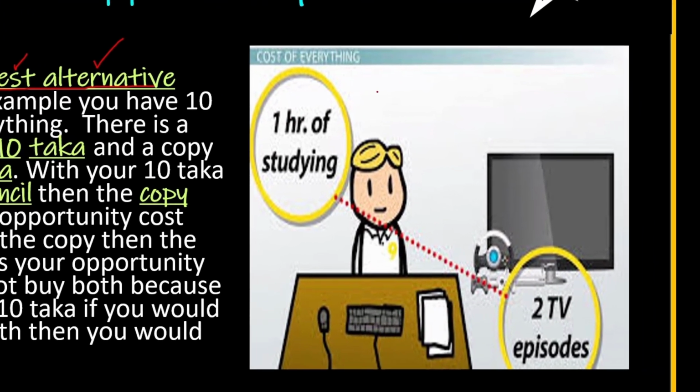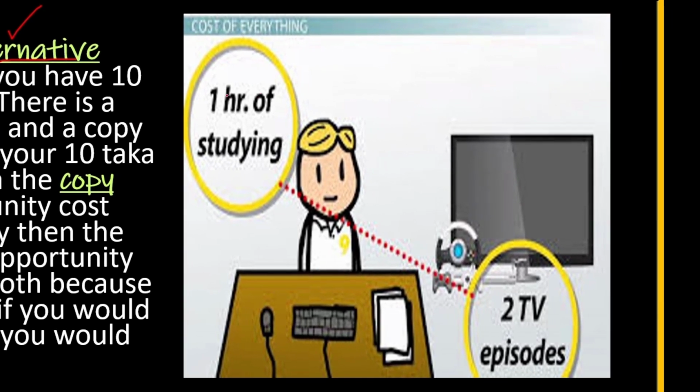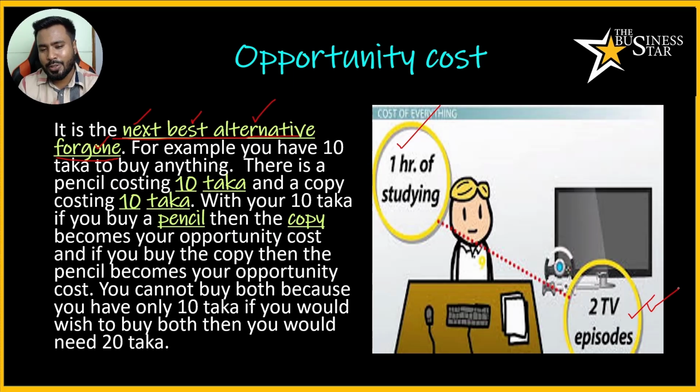Over here, you have 1 hour, okay? In 1 hour, you can either study or you can watch 2 TV episodes, right? So the opportunity cost is, within that 1 hour, if you study, then you have rejected the 2 TV episodes, right? So the 2 TV episodes that you have rejected is the opportunity cost. So the one that you're taking, what is that? That is choice. And the one that you're rejecting is the opportunity cost.